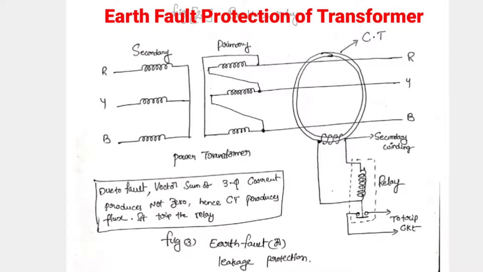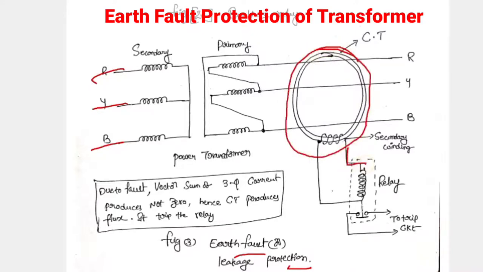The circuit diagram related to earth fault or leakage protection you can see here. The transformer secondary winding and primary winding can be connected in star as well as delta. The secondary winding is normally star, for a distribution transformer or power transformer, because the neutral also will come. The primary winding is in delta. In the primary winding we place a 3-phase current transformer. Its secondary winding is connected to the relay coil.